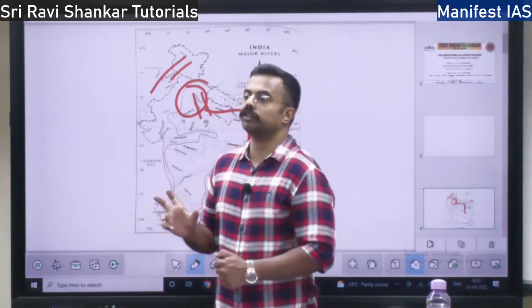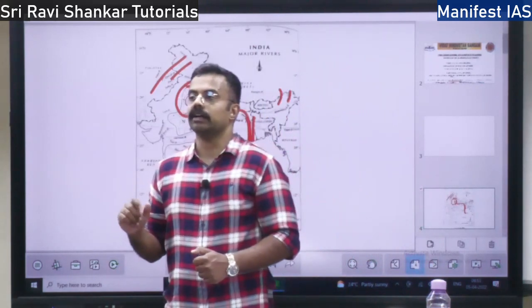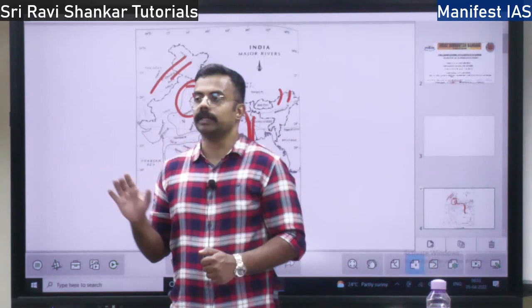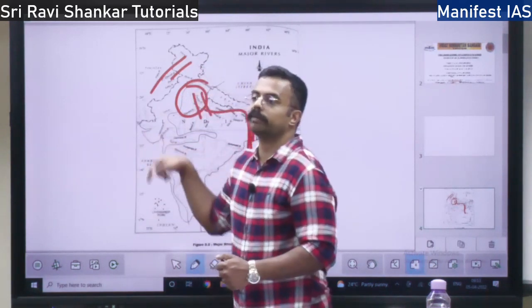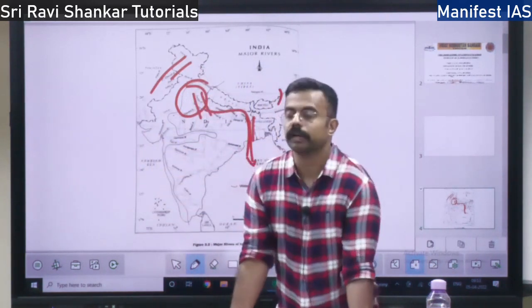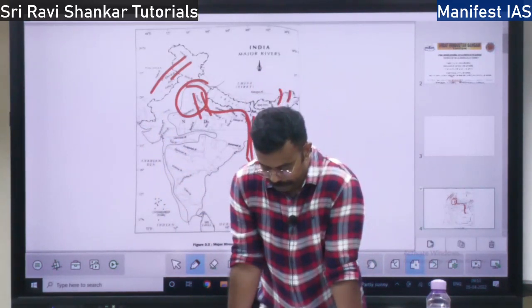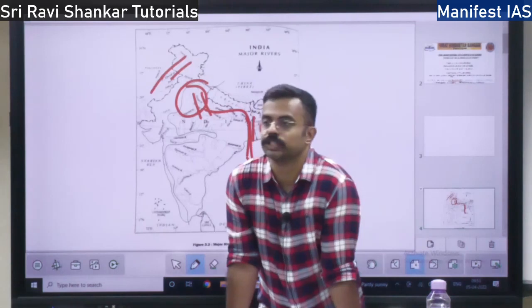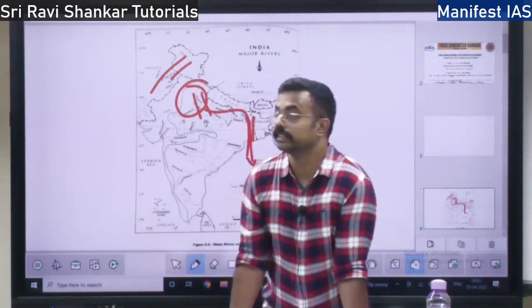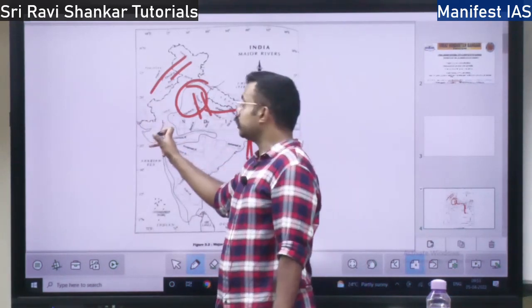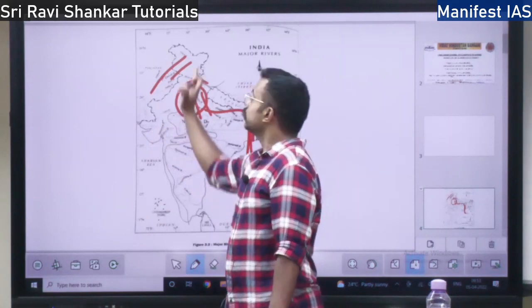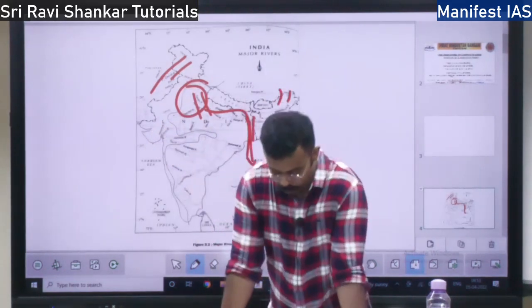So how much of this lies within India? Out of 2,880 kilometers, how much lies within the boundary of India? It is 1,114 kilometers. 1,114 kilometers lies in India. This is India's westernmost river. So which is the westernmost river? It is not the Sabarmati or Mahi. It is the Indus River system that is the westernmost river.